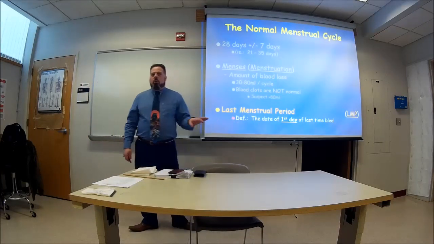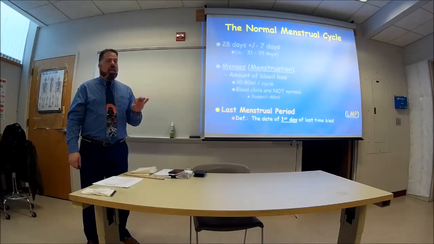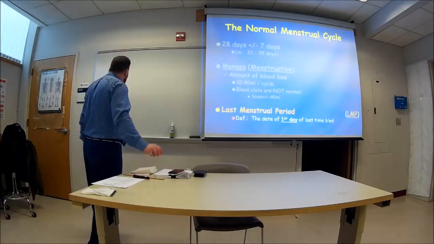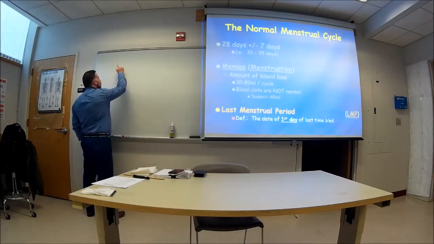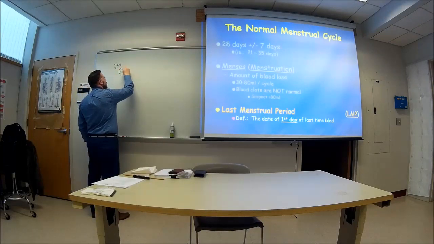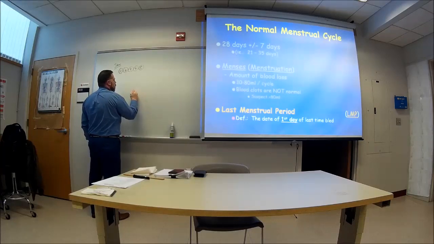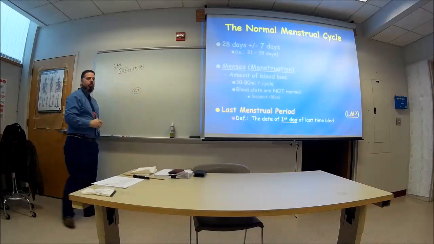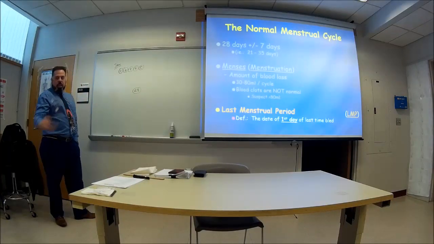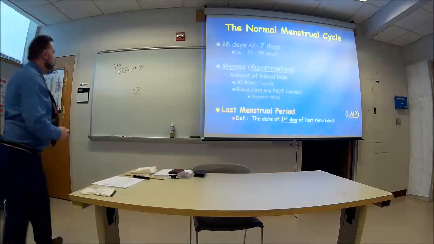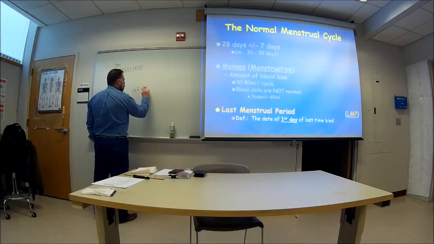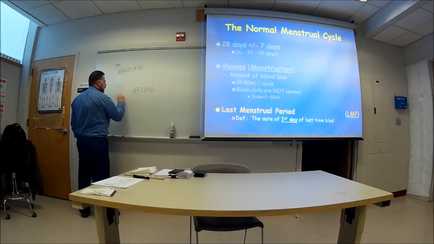The last menstrual period is the first date of the last time you bled. Okay, so what does that mean? All right, let's say this is January, and I'm just going to give you numbers here. You bleed on day one, then day two, day three, day four, day five. Then there's no more bleeding until day 29. Okay? Does that make sense? Right? 28-day cycle. I'm talking about a normal cycle. Okay? So you have 29, this is January, 30, 31, and then you're going to have February 1st, 2nd.